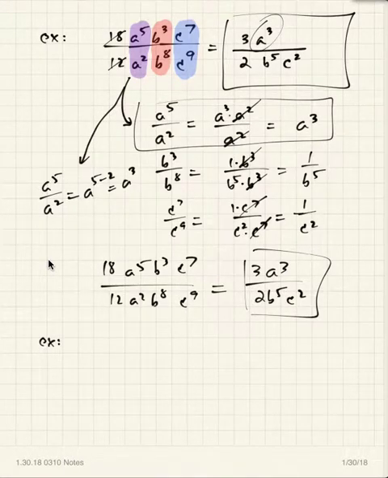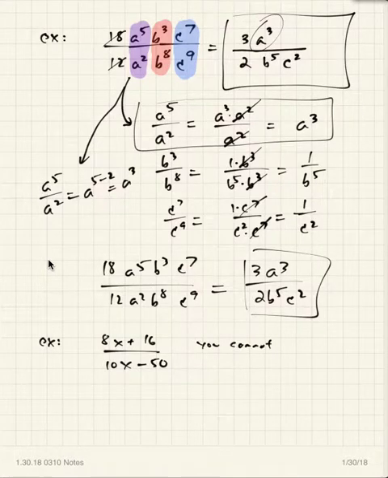Now what we want to do is move on and start looking at maybe a little bit more complicated problems where there are addition and subtraction going on. So let's say we have 8x plus 16 over 10x minus 50, right? Now notice this rational expression has addition and subtraction in it. So make sure you know you are absolutely not allowed to divide out those x's and those 8's. You cannot divide out factors in this form right here.